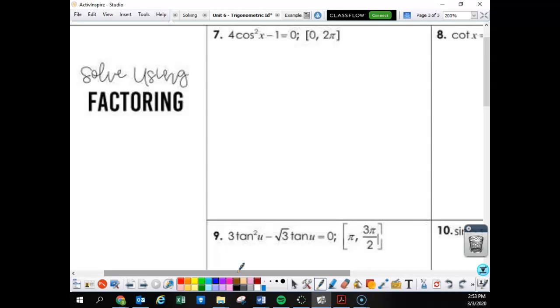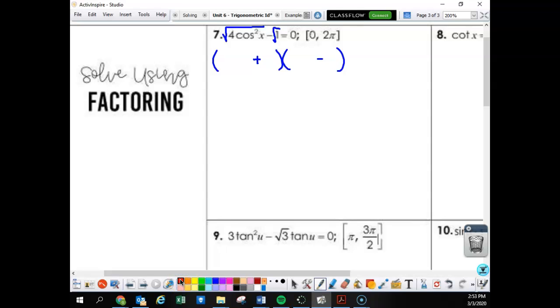All right, so number 7. So 4 cosine squared x minus 1 equals 0. If you notice, this is a difference of squares. So you can take the square root of the first term and the square root of the second term. And then if this is a squared minus b squared, this is a plus b, and then a minus b.